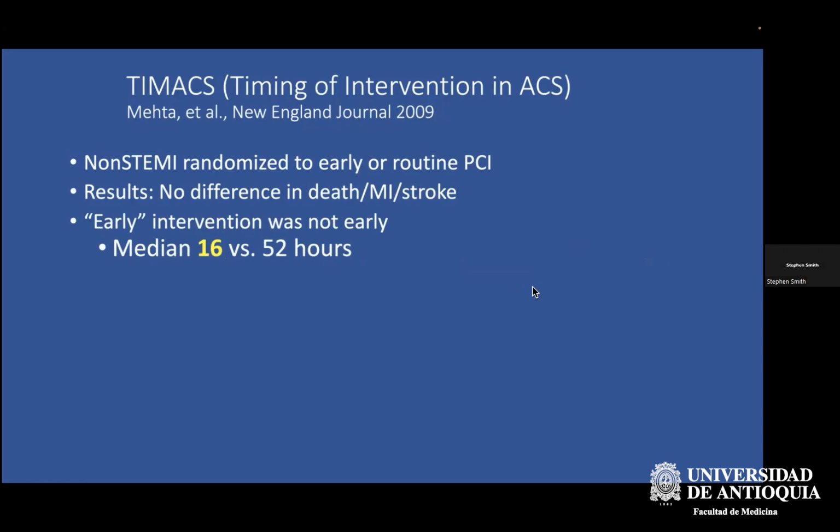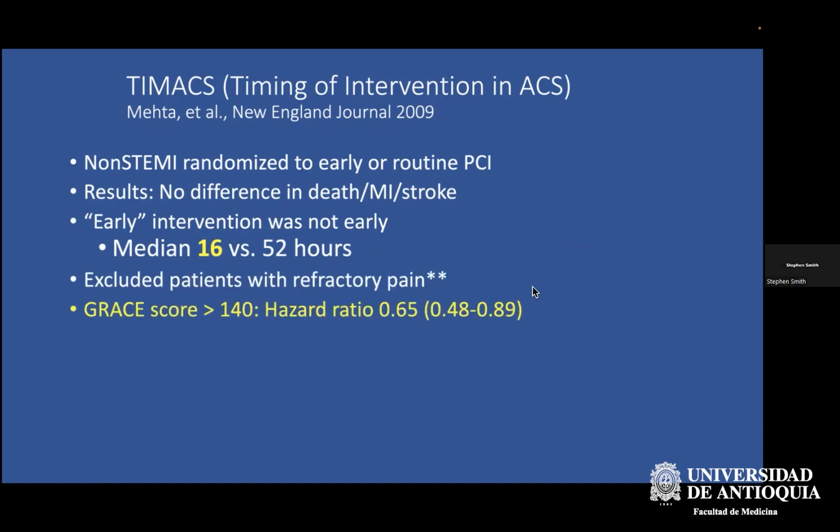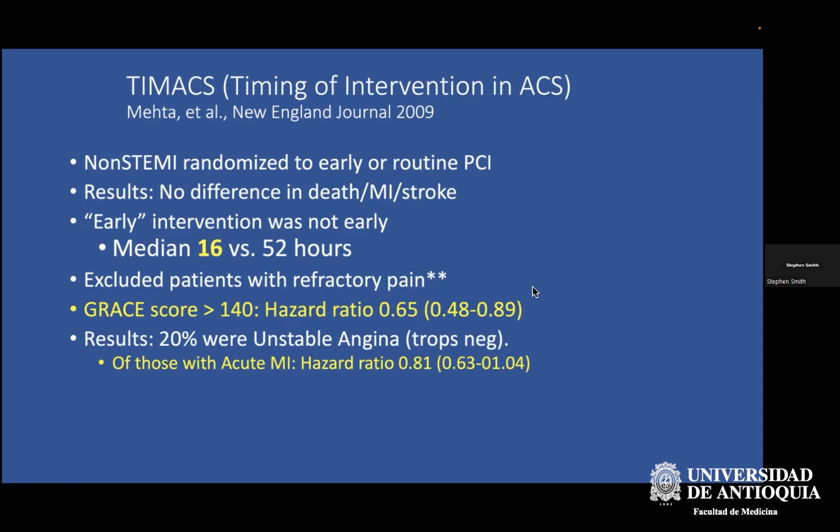If you read the article and actually look at it, the median time to intervention was 16 hours. If you have an acutely occluded coronary artery without collateral circulation, by 16 hours all that myocardium is dead, and you won't find any difference between a 16-hour and 52-hour intervention. Also, they excluded patients with refractory pain. In fact, even with these two caveats, patients with a GRACE score greater than 140 did have significantly better outcomes with earlier intervention. Also, 20% of these patients were unstable angina. The troponins were negative. Of those with an acute MI, the hazard ratio was nearly statistically significant.